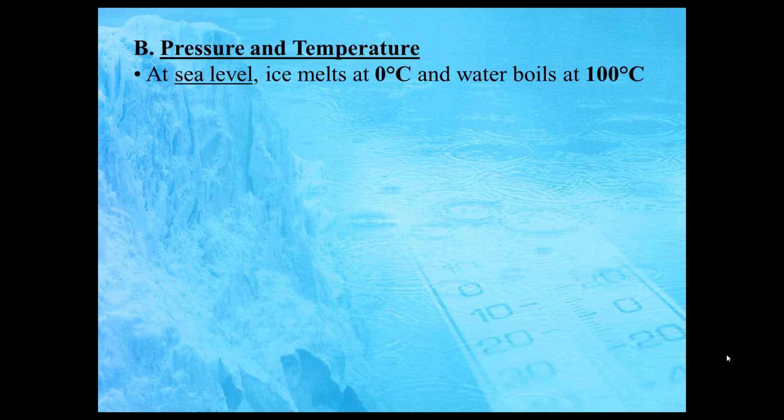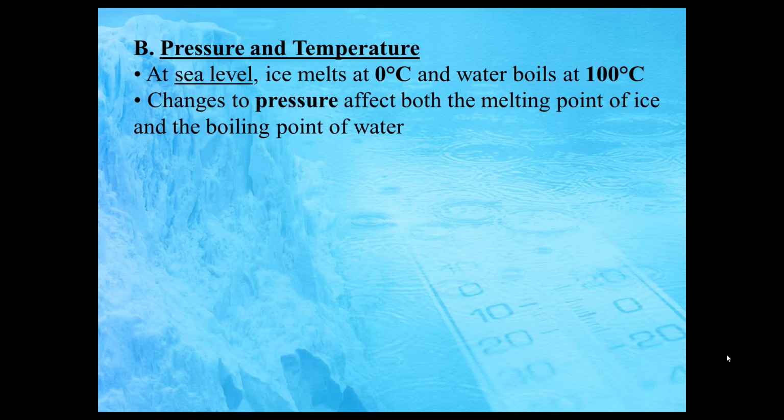Here's what we know. At sea level, there's a certain atmospheric pressure. At that atmospheric pressure, ice melts at 0 degrees Celsius and water boils at 100 degrees Celsius. If you go to a different atmospheric pressure, so if you have an elevation change, then the changes to pressure can affect the melting and boiling points of water. So ice might not melt at 0 degrees Celsius, water may not boil at 100 degrees Celsius if we can change pressure.